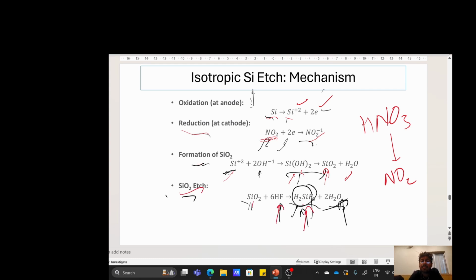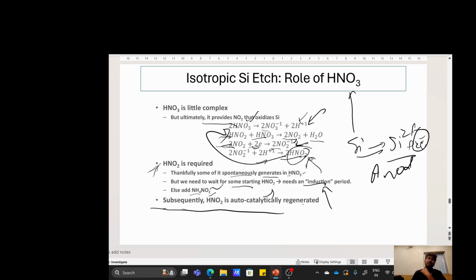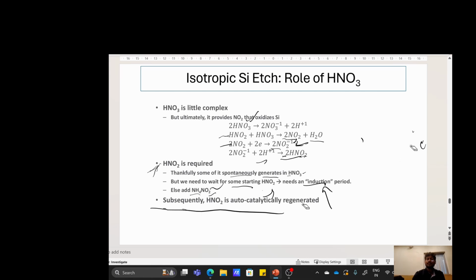Which will form H2SiF6, and that is soluble in water and will be removed. First we are converting silicon to silicon dioxide, and then silicon dioxide is dissolved in HF, and H2SiF6 is getting removed. So now let us see how we are getting NO2.